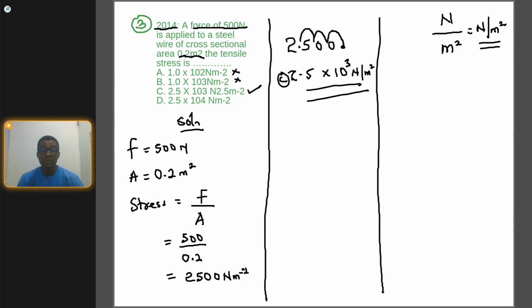So for this question I solved, the final answer was 2,500 Newton per meter square. But looking at the options, we notice that the options were given in standard form. So I had to convert my final answer, which is 2,500, to standard form. I hope that is clear to us. Now let's move on to take the fourth question under elasticity.